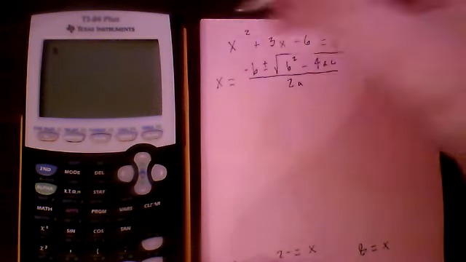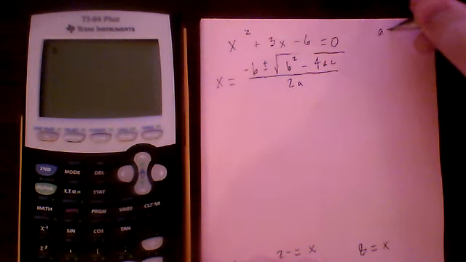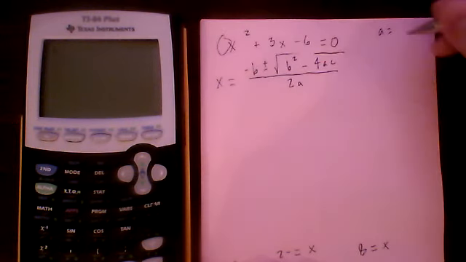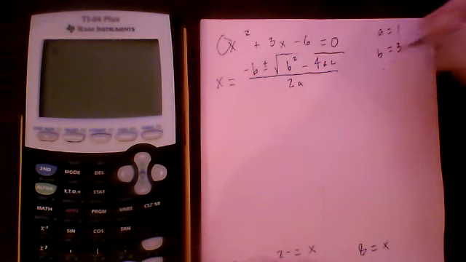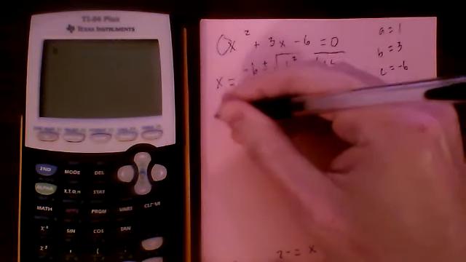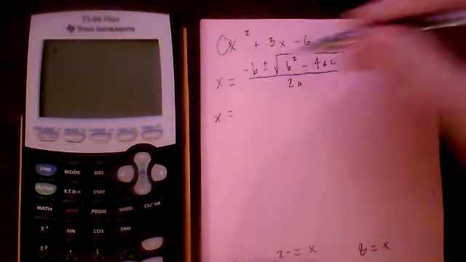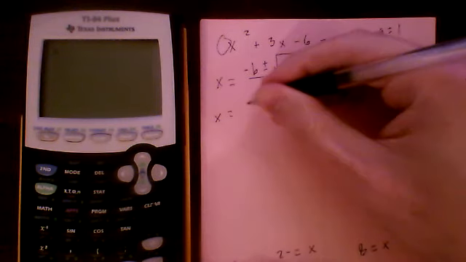So if I think about what my values are here, my a is this coefficient, nothing written there, so we know it's an implied 1. Our b is 3, and our c is -6. Okay, so we'll plug in to our equation here. So we want the opposite of b, so the opposite of 3 is -3.